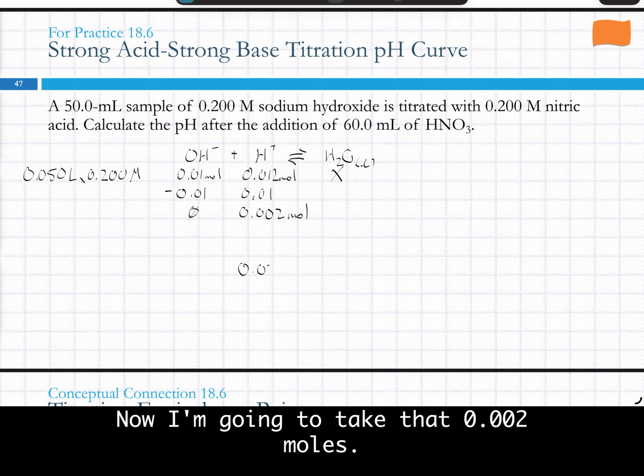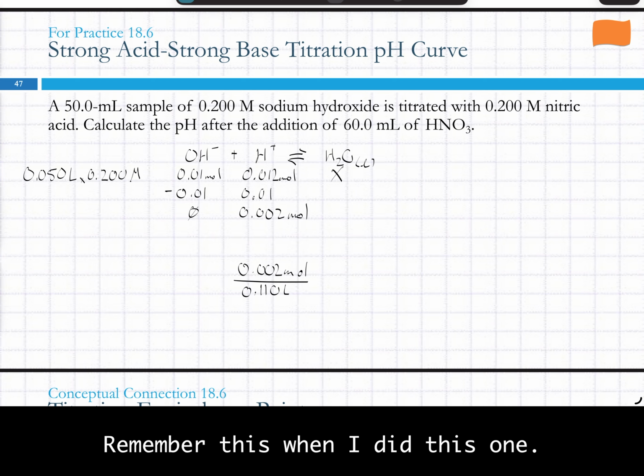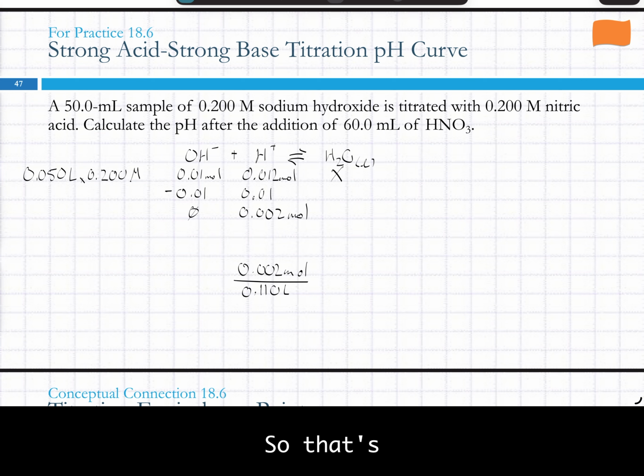Now I've got to take that 0.002 moles, and I need the concentration. Remember this when I did this one. So that's 0.01818 repeating molar H plus, negative log is 1.740 pH.